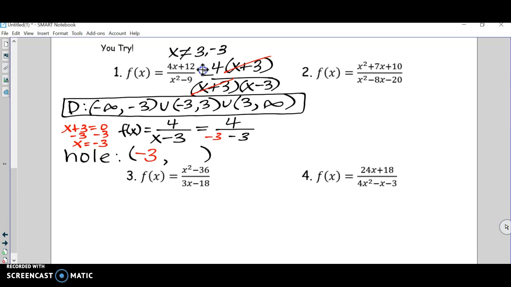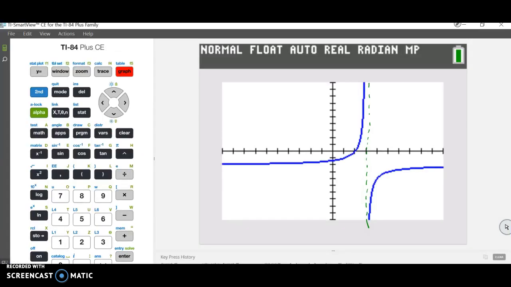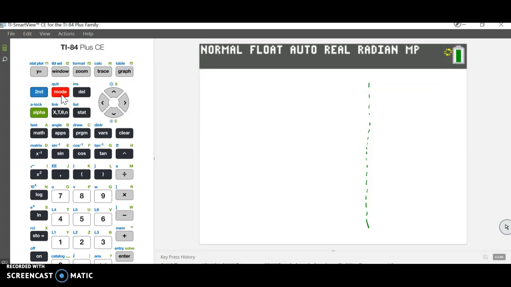So I'm going to show you a quick way to do this on your calculator to make sure that you simplify your fraction correctly, okay? So I can go to my calculator. Let me get out of my graph. How do I bring up a fraction on my calculator? What do I hit?